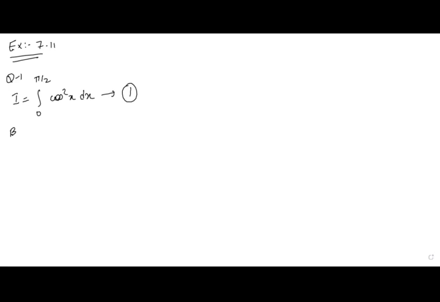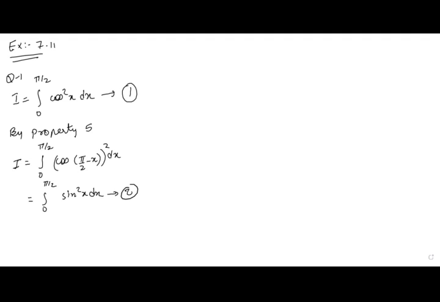Now applying property 5, I can replace this x as a minus x, that is here my value of a is pi by 2, so I can replace this x as pi by 2 minus x whole square dx, which will be sine square x dx. Give this as 2. Now adding equation 1 and 2.